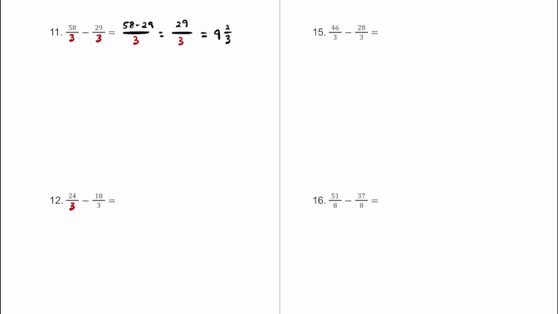We're going to be taking away 18/3, which is actually also a whole number, which is just 6. So it's really 8 minus 6. So the answer should be 2 here, right? So a little spoiler alert.